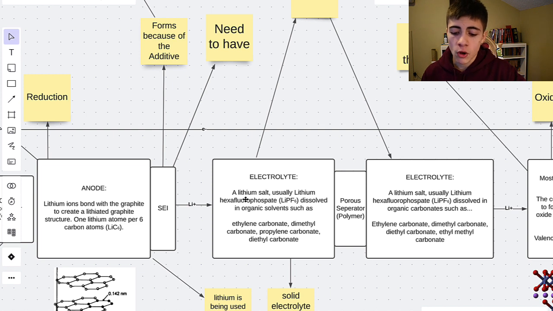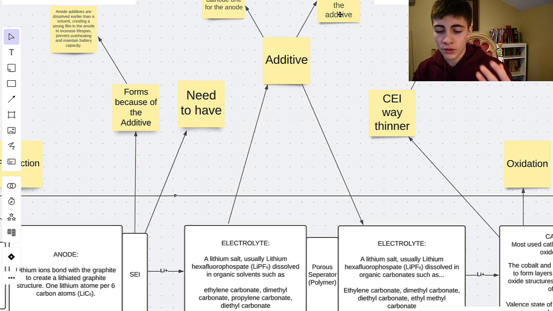A lithium salt, usually lithium hexafluorophosphate, is dissolved in organic solvents such as ethylene carbonate, dimethyl carbonate, propylene carbonate, and diethyl carbonate. We already talked about the organic solvents, but let's talk about the lithium salts. This means there are already lithium ions moving through the organic solvents, which makes the lithium ions passing from the anode to the electrolyte go faster through the electrolyte. So let's explain what the additive does.